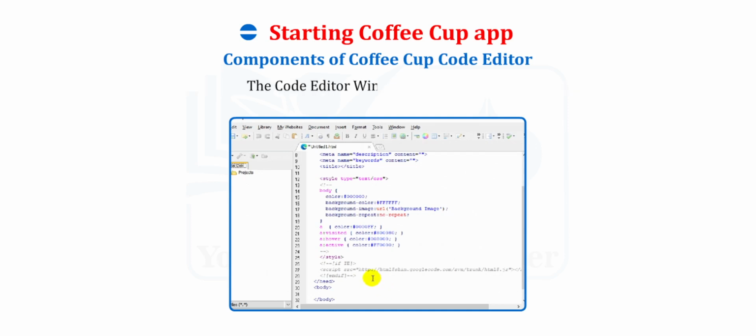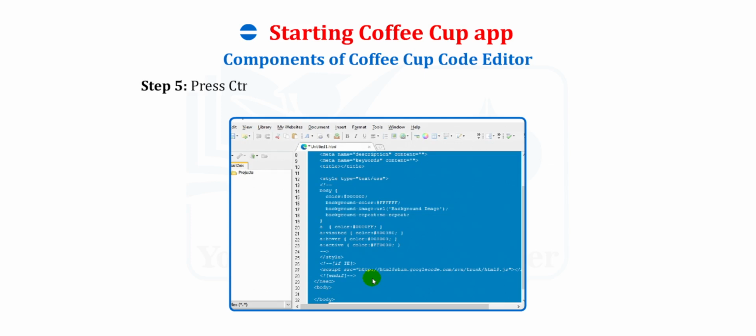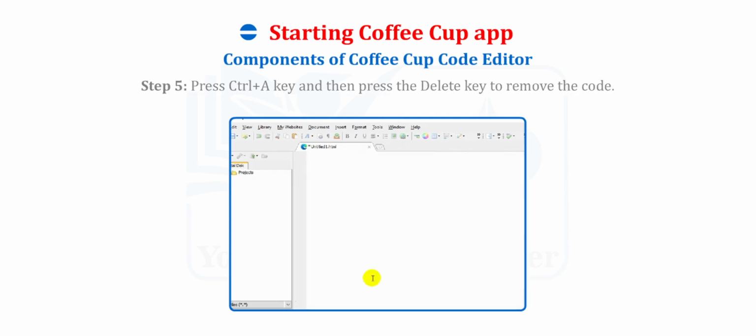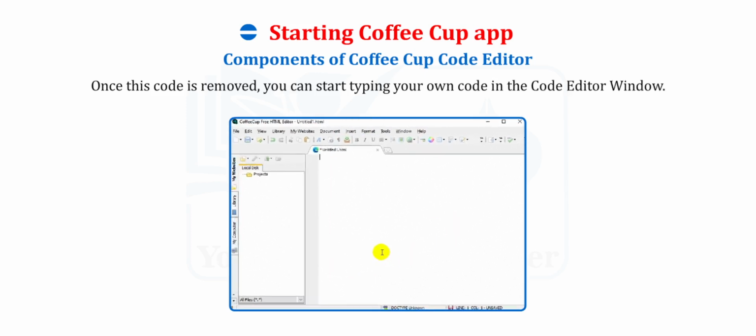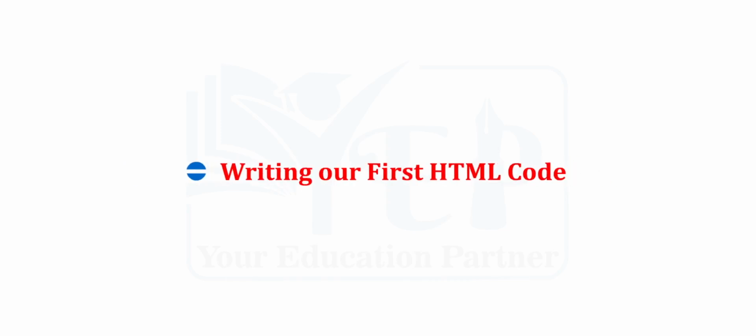The code editor window is shown below. Step 5. Press Ctrl plus A key and then press the delete key to remove the code. Once this code is removed, you can start typing your own code in the code editor window. Writing our first HTML code.